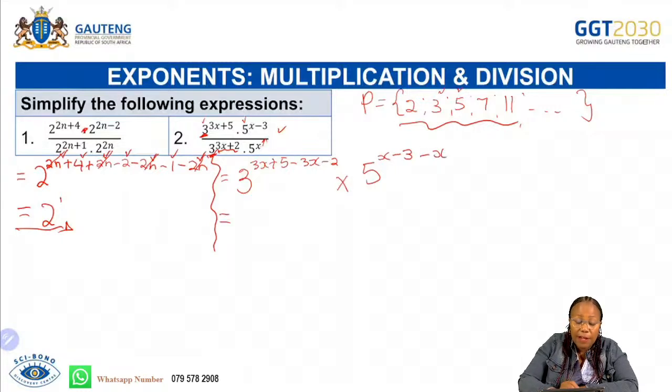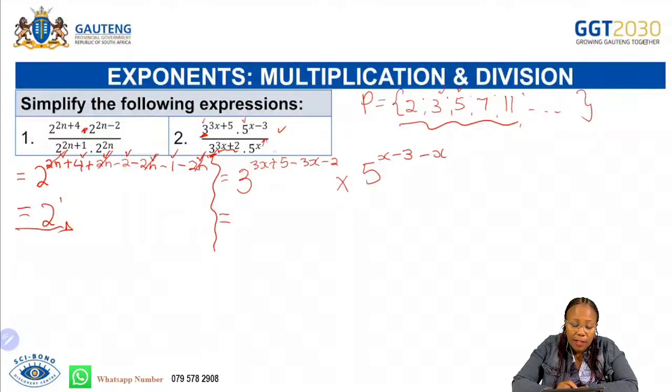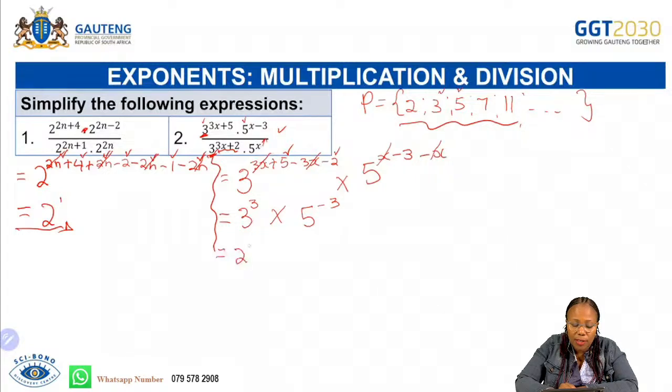Now simplifying further, grade 12, you now check the like terms. That will be base 3, and then 3x minus 3x is 0. And then we have 5 minus 2, which is 3. Multiply by base 5. And then x minus x is 0, so we are left with minus 3 as your exponent there. And then 3 to the power 3 will be 27.